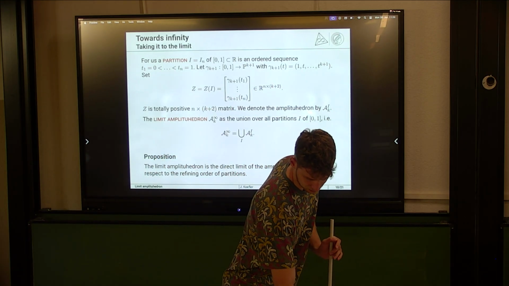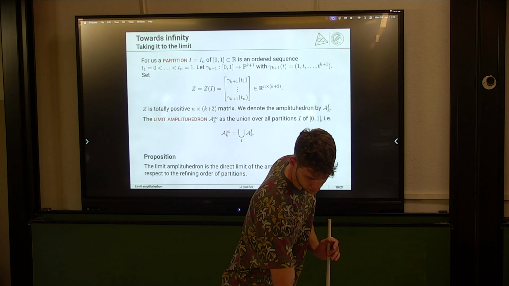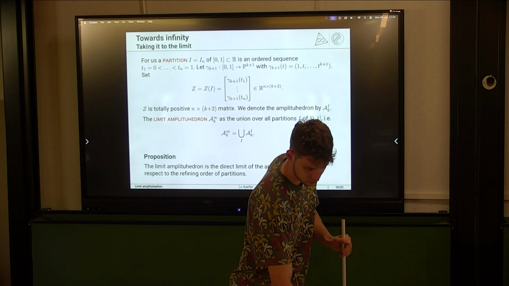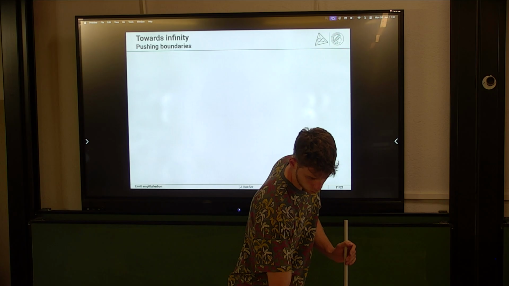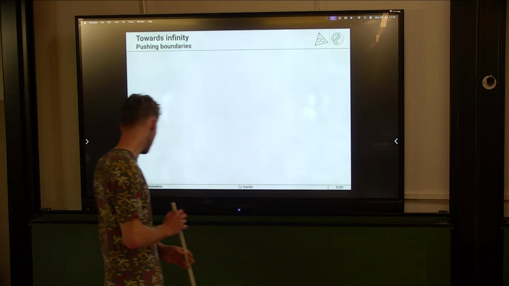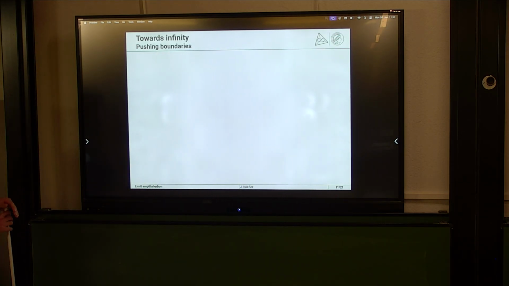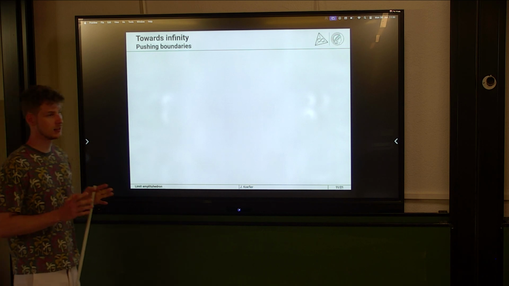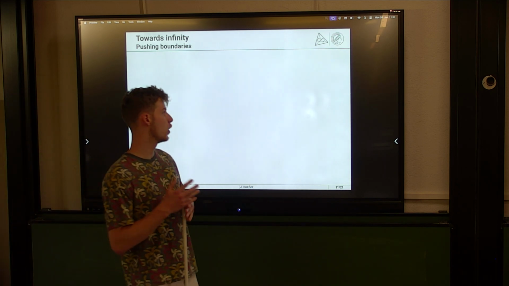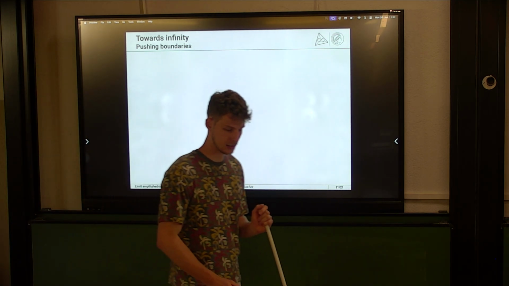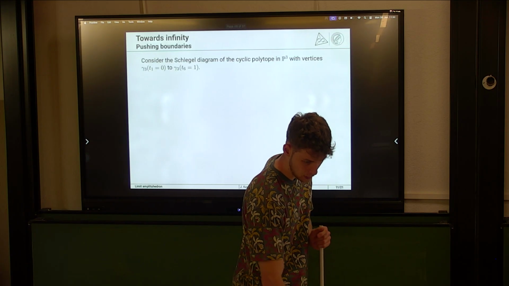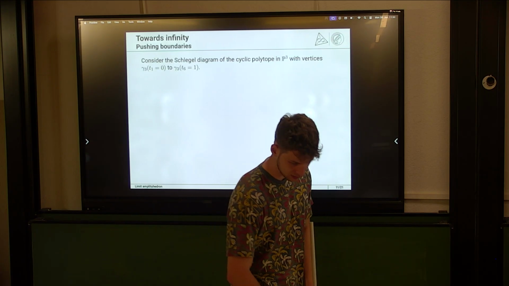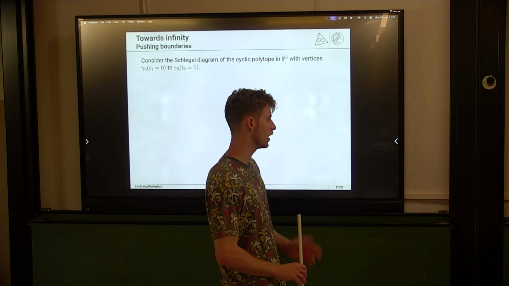Okay, and that's the same set. But really, the geometric intuition is to just stick lots of amplitudes together. So we started by understanding positive geometries through their boundaries, and so we are interested in finding out what the boundaries of this limit amplituhedron are, and this is where our Schlegel diagrams come in.